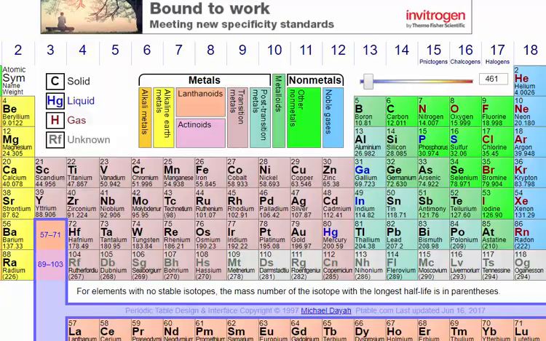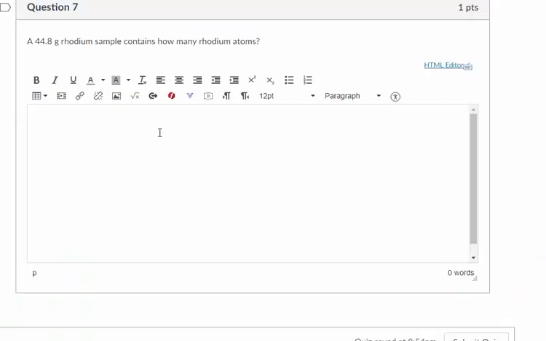So come over here and enter that. Make sure your formatting is correct. So select your exponent and give it a superscript, and then type in atoms.